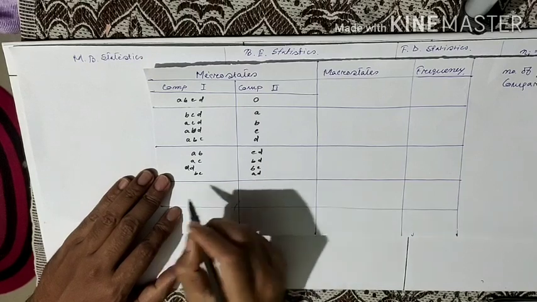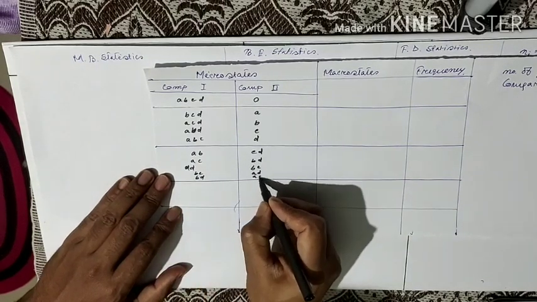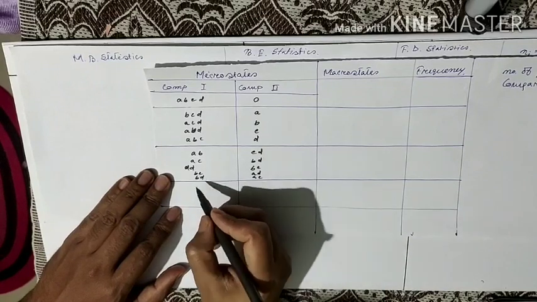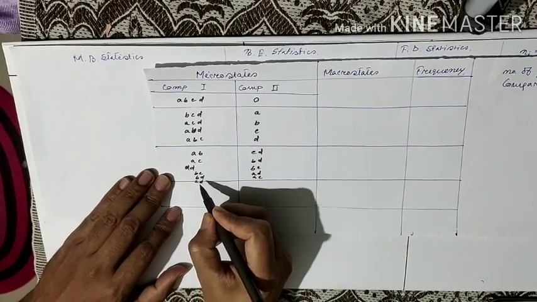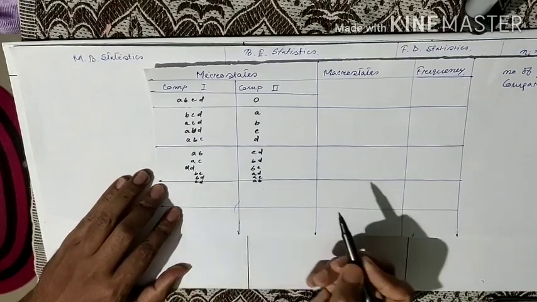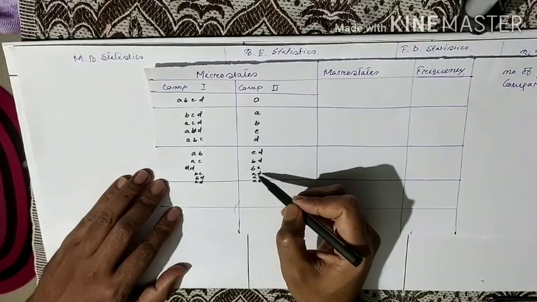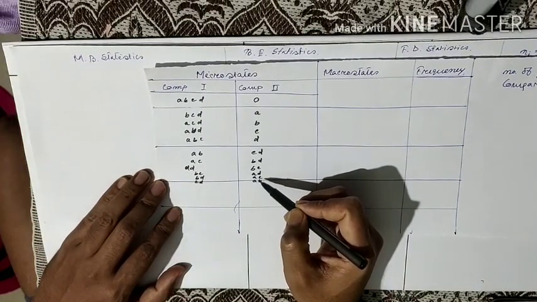Okay, then BDAC, and you can write also CD and AB. No alternate arrangement is there. So here you have 4 arrangements and here you have 6 arrangements.